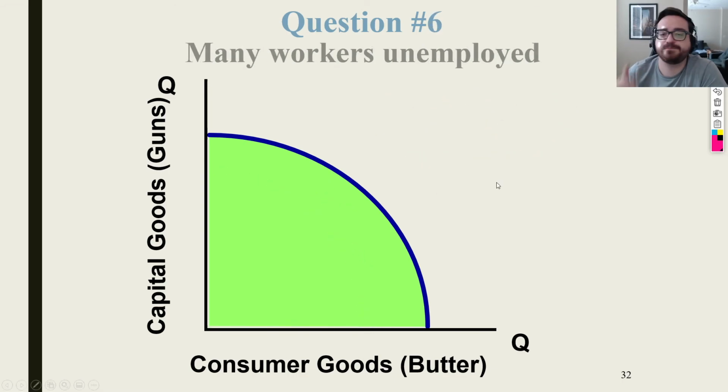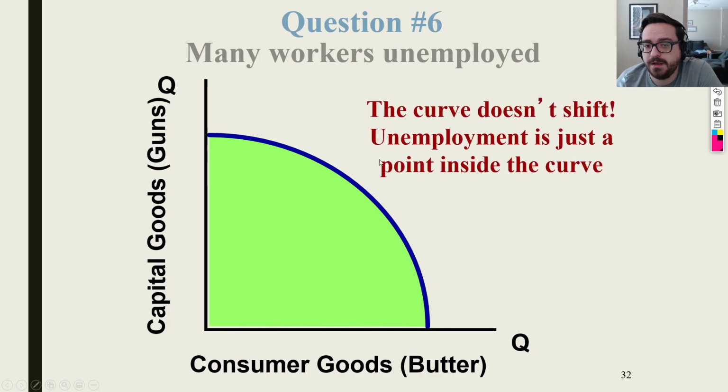Unemployed workers. Okay, careful here. Unemployment. That's already on my graph. I already have that. Do I need to move the line to show unemployment? No. I would move to a point inside the curve. If I decrease the entire curve, that means my maximum level of production is lower. The workers going unemployed doesn't change my maximum level of production. It just changes my current level of production.